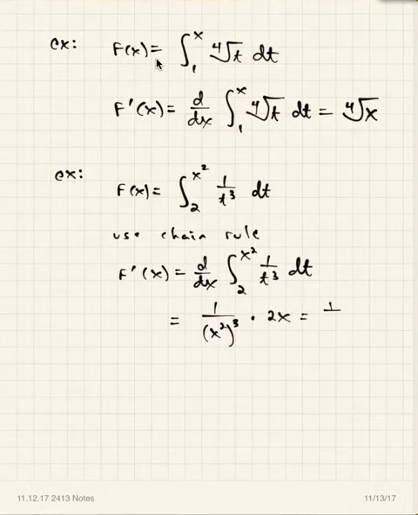And so this ends up being 1 over x to the 6th times 2x, or 2 over x to the 5th, like so. And that would be the derivative of that function right there. So this would be a chain rule problem, and this is where the chain rule comes into play, at that step right there, where you've got the derivative of the outside function, which is our integral function, and then the derivative of the inside function, which was the x squared function.